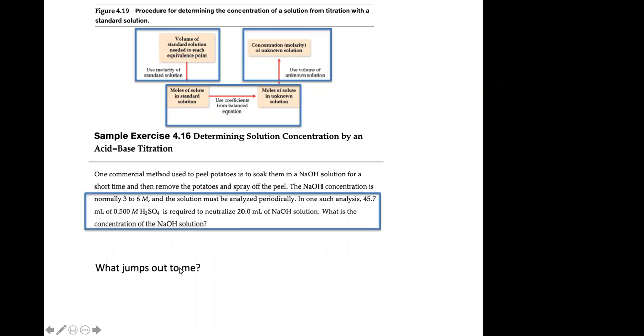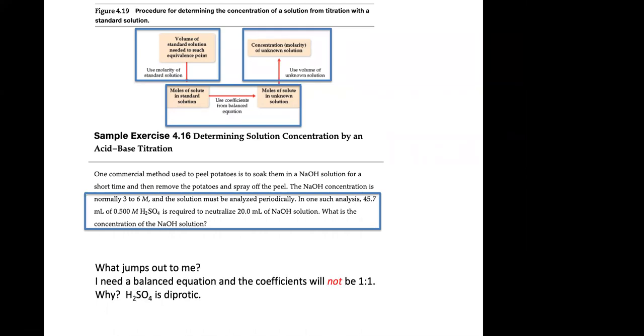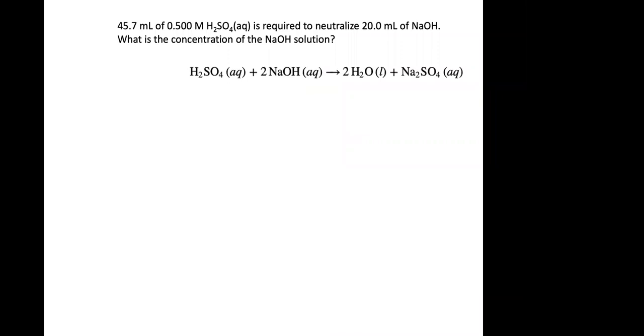As I look at that one, what jumps out at me is that I'm going to make sure that I have a balanced equation. And I know that it's not going to be 1-to-1 for the coefficients. The reason I know that is sodium hydroxide has 1 hydroxide, while sulfuric acid has 2 protons that it can donate. So I've got to be careful when I write a balanced equation for that. Here's that same scenario, and here's the balanced equation. Crucially, we've got to have the balanced equation.